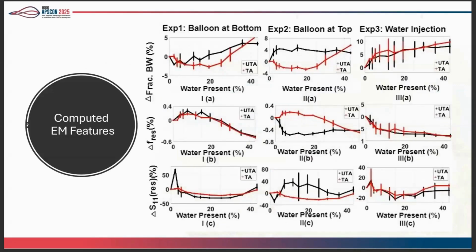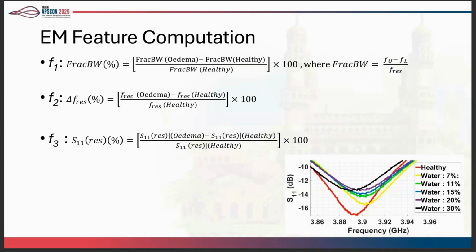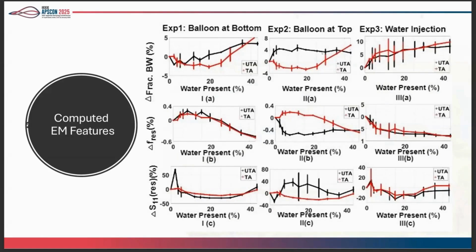When we plotted these three features for the three different experiments that we did, the columns represent the three different experiments, and the rows represent the three different features. You can see that for experiment 1 and experiment 2, for both the antenna tuned in free space and the antenna dielectrically tuned, the trend is more or less the same. But for experiment 3, it is going in exactly the opposite direction. Also, we see that when the water is less than 5%, there is more uncertainty in the patterns, and it has a linear pattern when it goes beyond 5%.